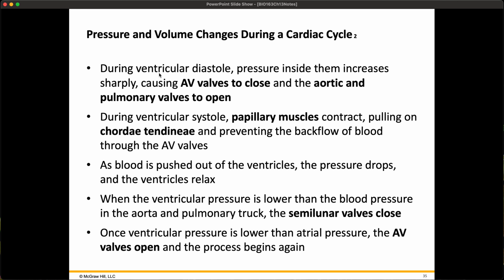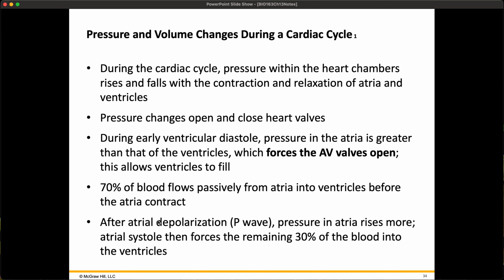Sorry, hold on one second. I'm trying to make sure this is written correctly or if this is a typo. During ventricular diastole, pressure inside them increases sharply, causing AV valves to close and the aortic and pulmonary valves to open. So this probably is not supposed to say during ventricular diastole, because that would be them relaxing. What I'm guessing it is referring to is the end of the diastolic cycle while the ventricles are almost filled with blood. They're still relaxing, but because they're filling with blood, the pressure inside them is starting to increase. So I'm going to teach this as if we are talking about right at the end of atrial depolarization.